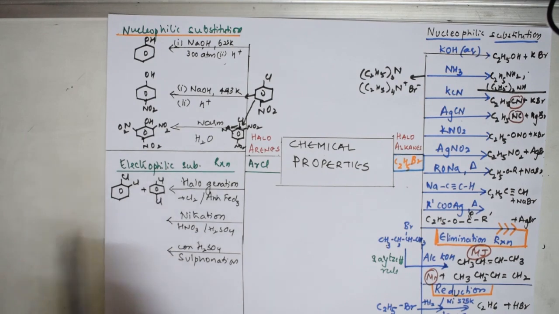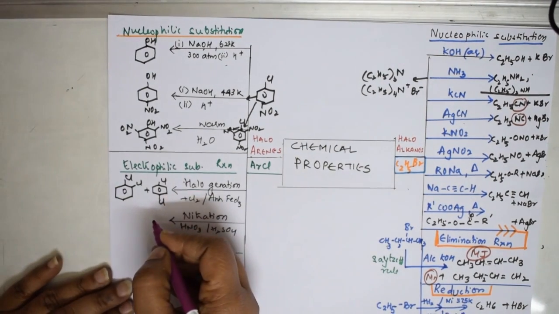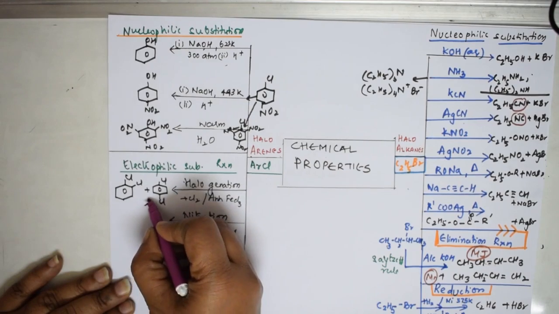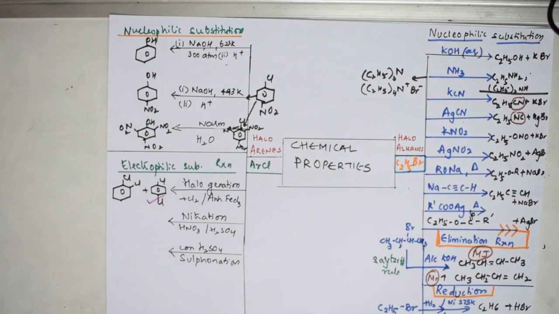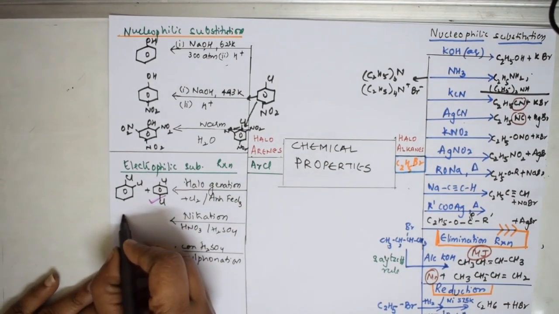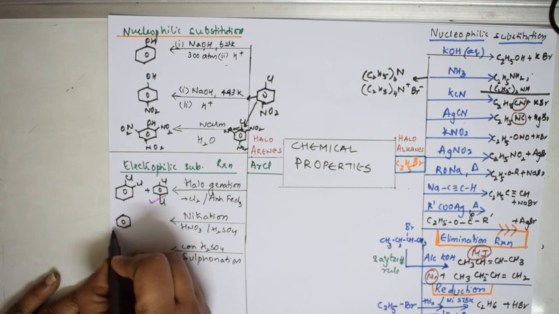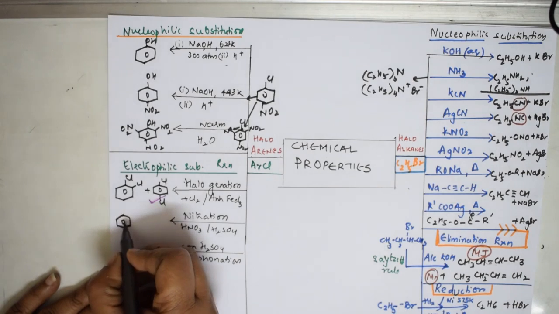So which is major in both? Always remember, let me take a pen for you. Always remember the para product is the major product. Next comes nitration. What is the electrophile here? You're going to get an electrophile. Now what are we going to take? We are going to take chloro.